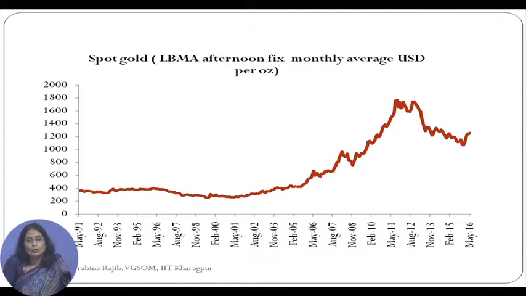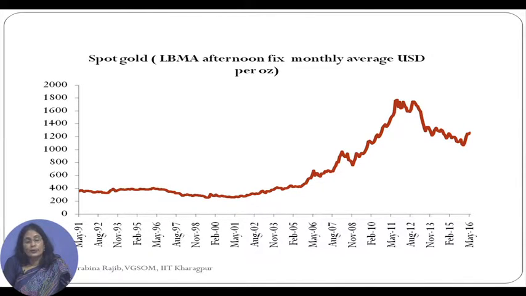Now let's analyze how the gold price has moved year on year. This particular data again I have downloaded from Bloomberg. This is the spot price prevailing at the London Bullion Market Association, and this is the monthly average price of the afternoon fix. So what is that afternoon fix? We'll discuss a little later.